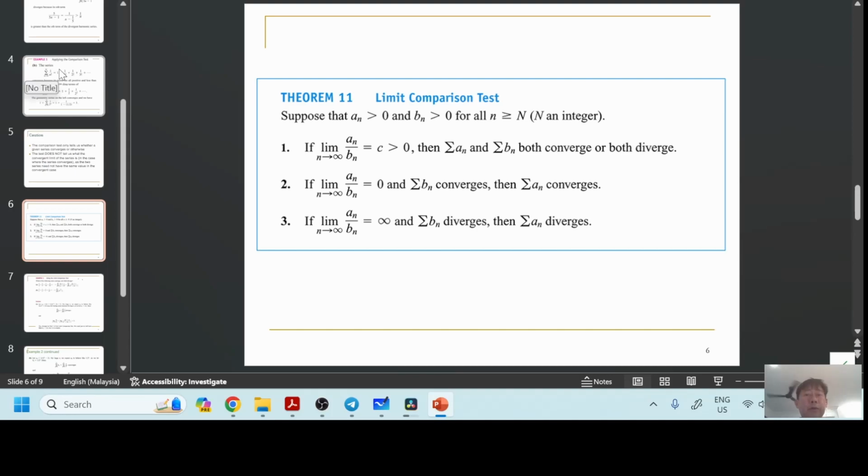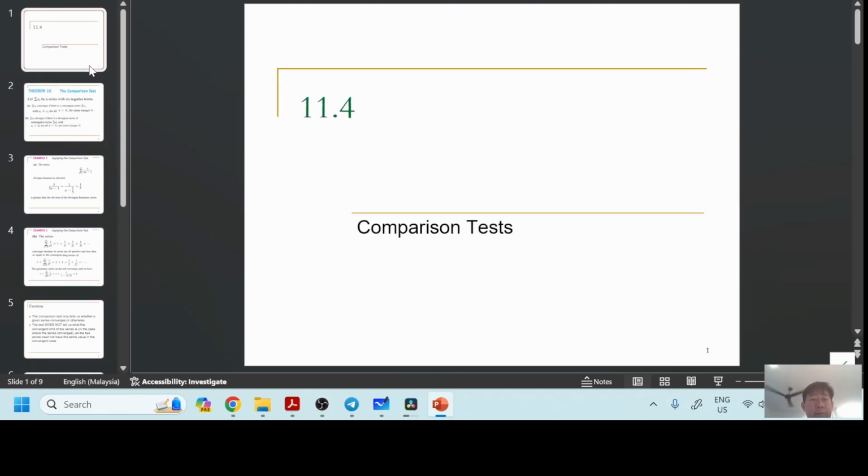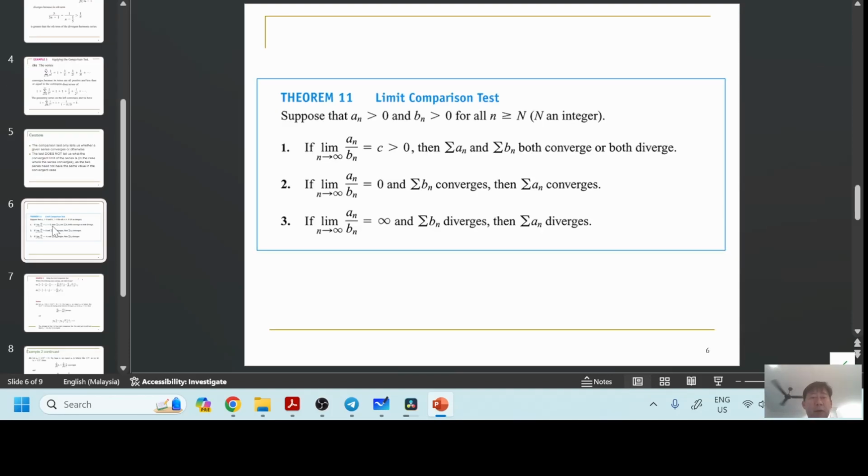In this video, we are going to discuss Theorem 11, the Limit Comparison Test. This is the second test in topic 11.4. Let me first explain what is meant by Theorem 11.